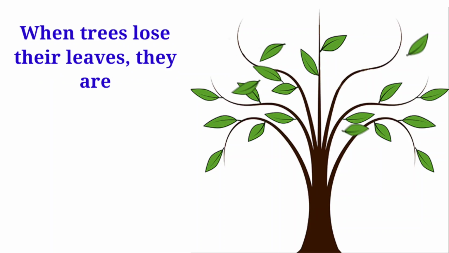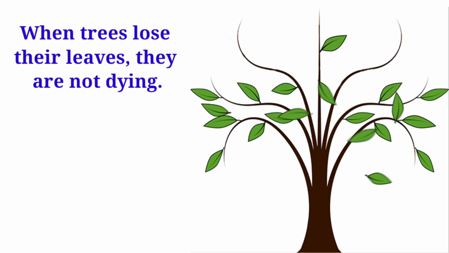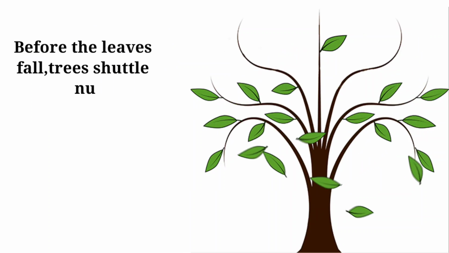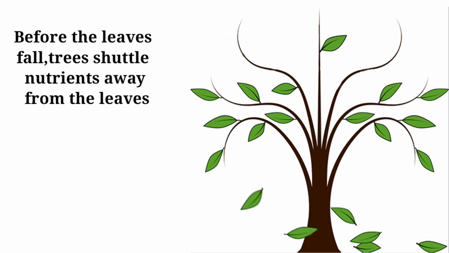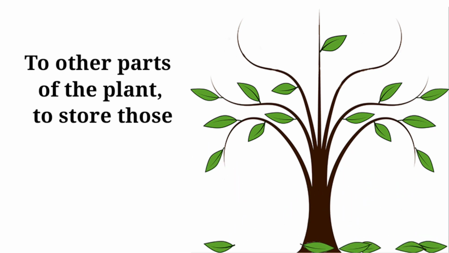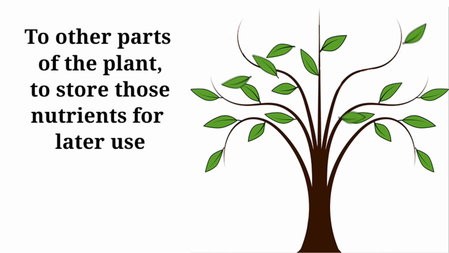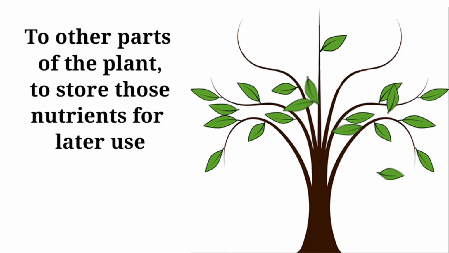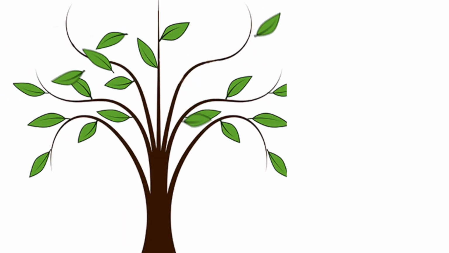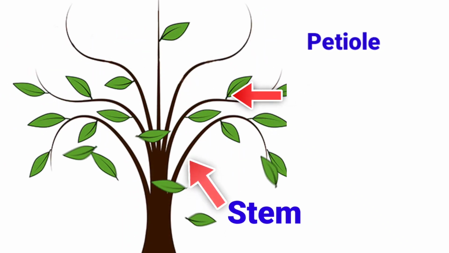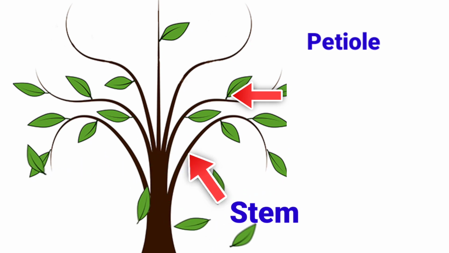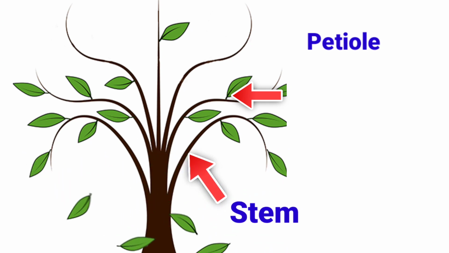When trees lose their leaves, they are not dying. Before the leaves fall, trees move nutrients away from the leaves to other parts of the plant to store those nutrients for later use. Changes in the leaves weaken the bond between the petiole and the stem, and eventually the leaves naturally part with the tree.